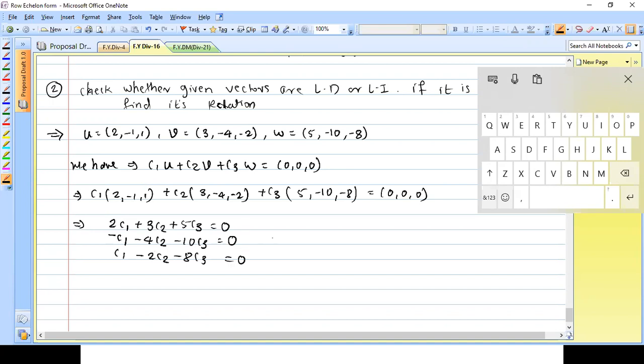Find out its determinant first, because it is 3 by 3. A is nothing but 2, -1, 1; 3, -4, -2; 5, -10, -8. Tell me, what determinant comes? Zero. It comes 0. Yes, sir.